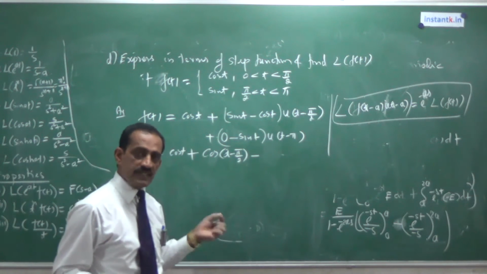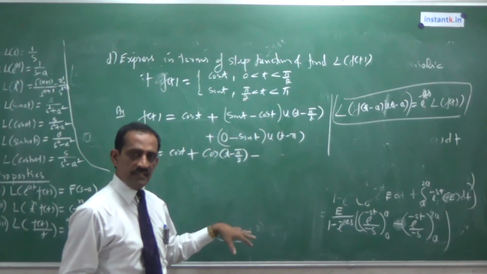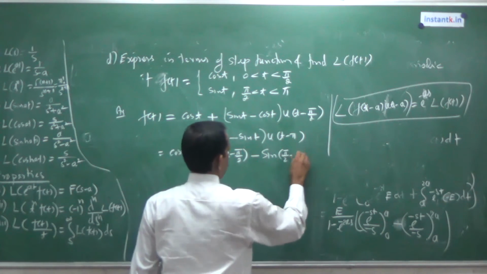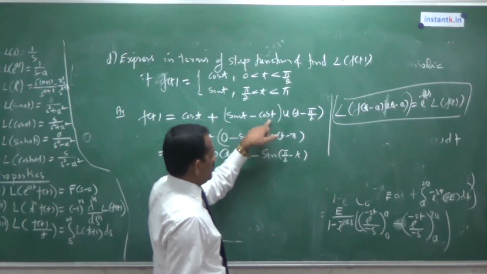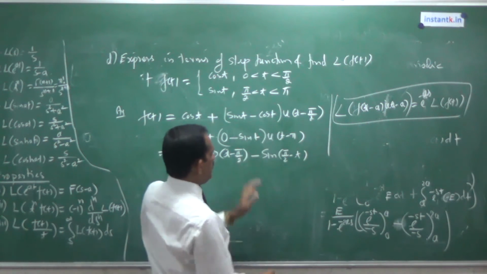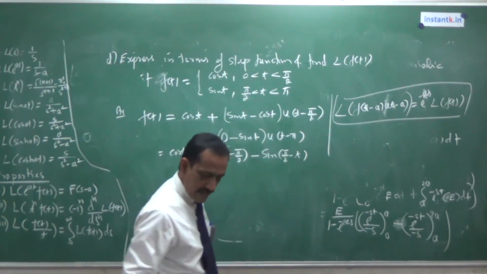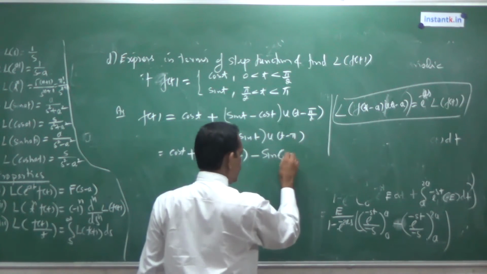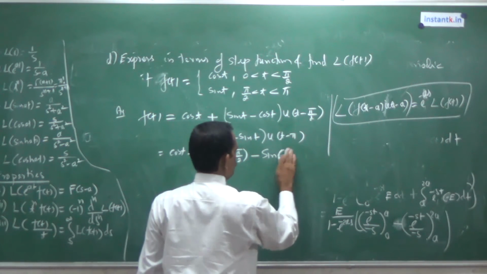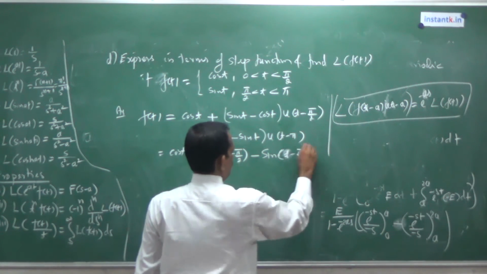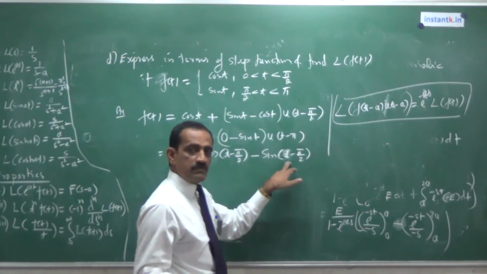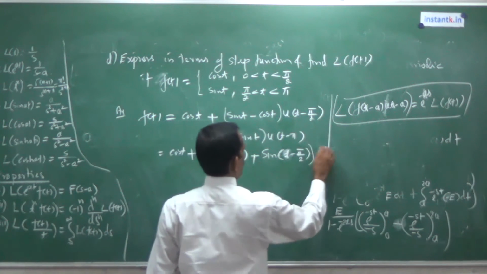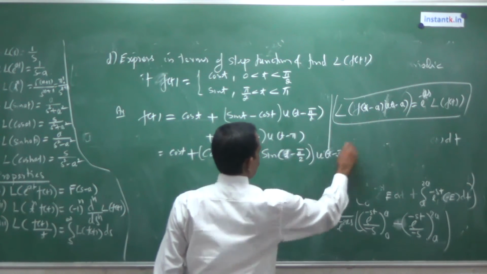Next, this cos t must be written in terms of t minus pi by 2. You know that sin of pi by 2 minus theta is cos theta, so we write cos t as sin of pi by 2 minus t. But I need it in terms of t minus pi by 2, so take the minus sign outside. Then we get sin of minus of t minus pi by 2, but sin of minus theta is minus sin theta, so this becomes plus. For these two terms, u of t minus pi by 2 is common.